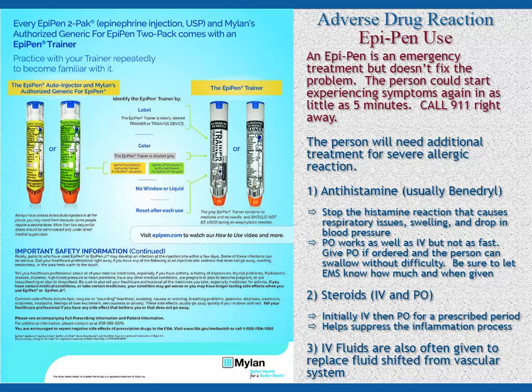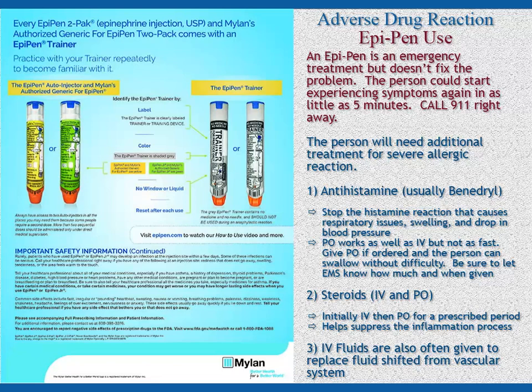1. Antihistamine, usually Benadryl. An antihistamine stops the histamine reaction that causes respiratory issues, swelling, and drops in blood pressure. Oral doses work as well as IV, but they don't work as fast. Give the dose by mouth if ordered, and the person can swallow without difficulty. Be sure to let EMS know how much you gave and when you gave the medication.